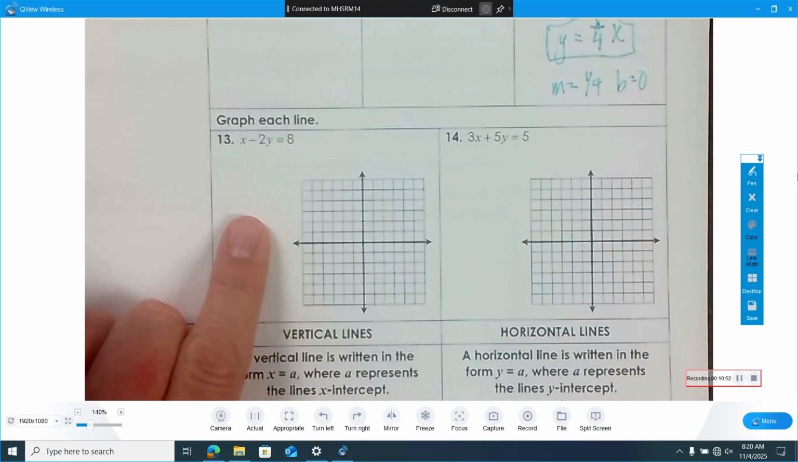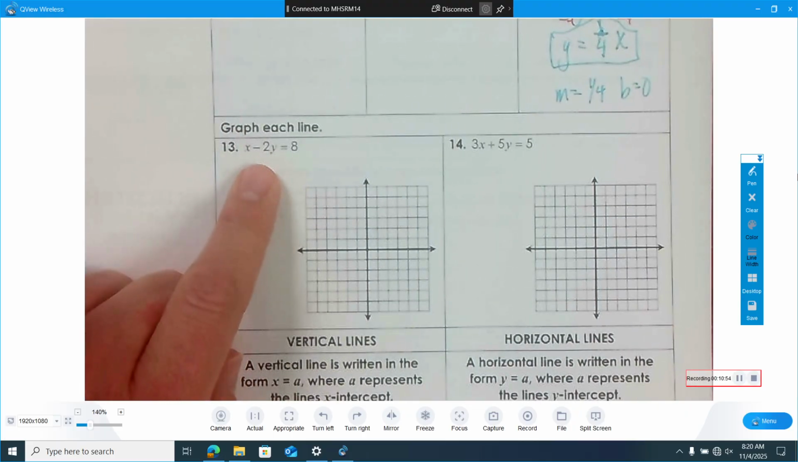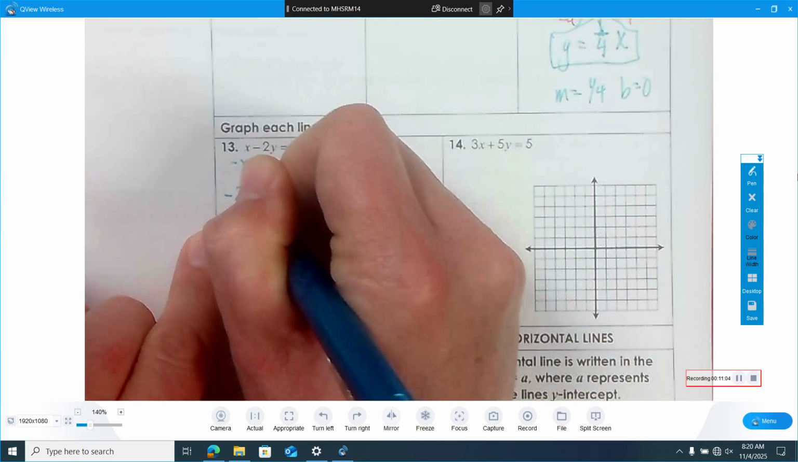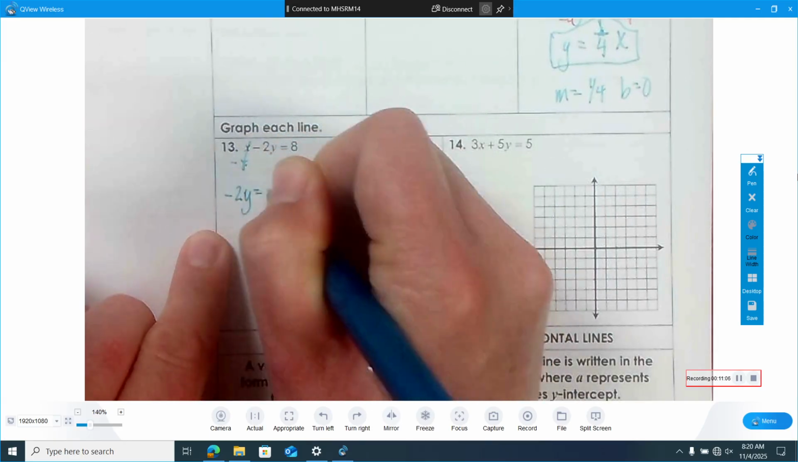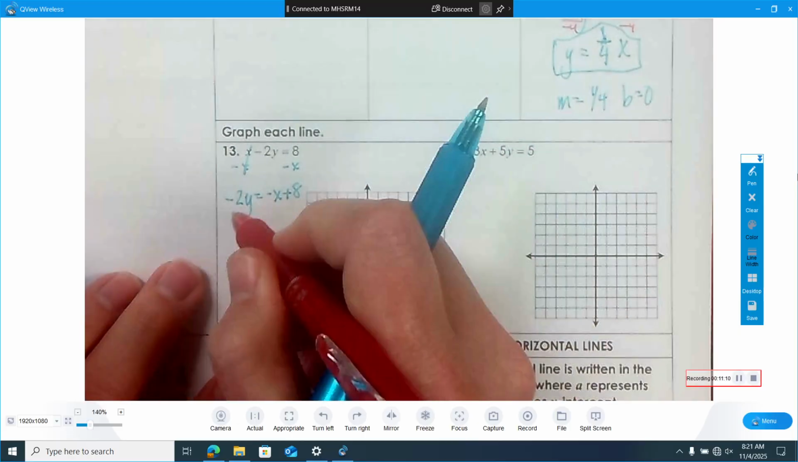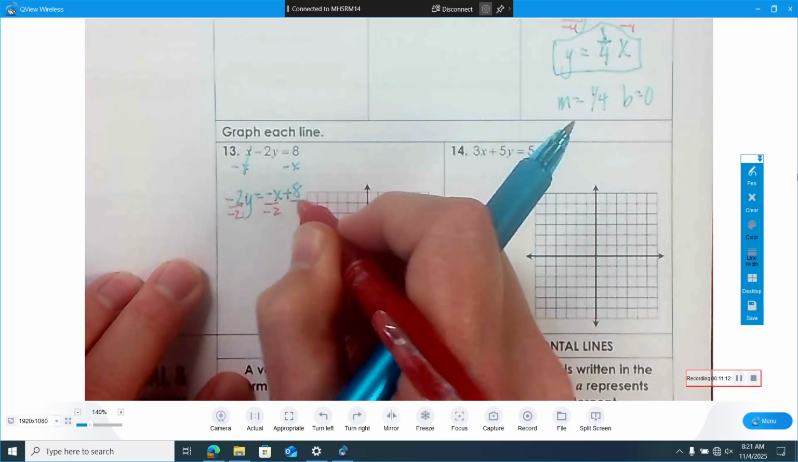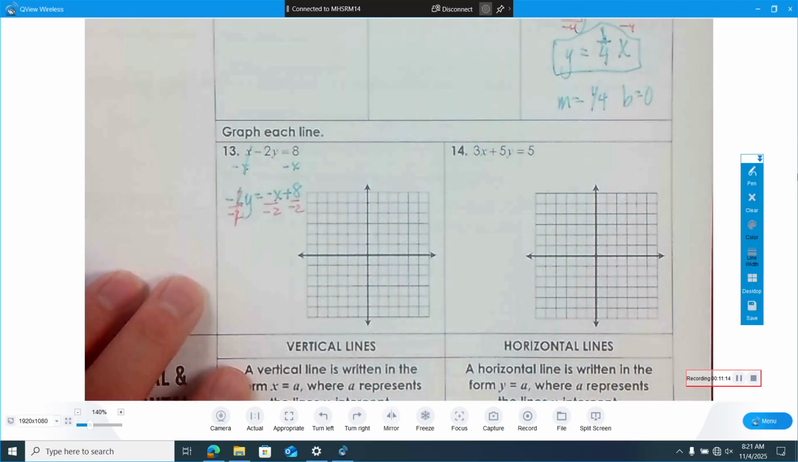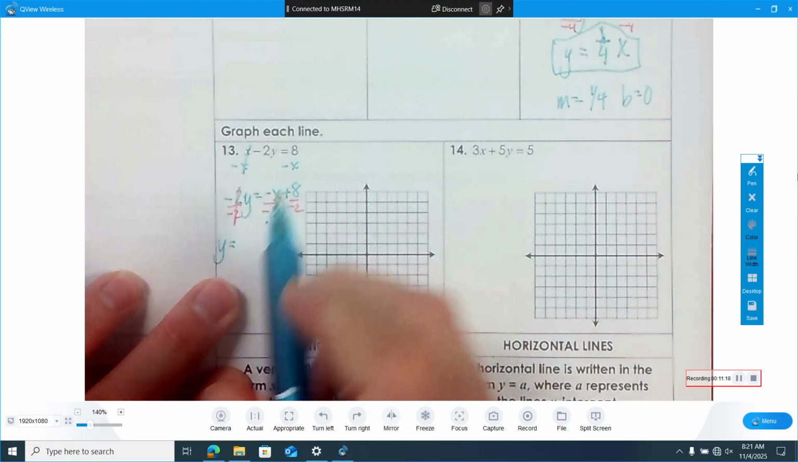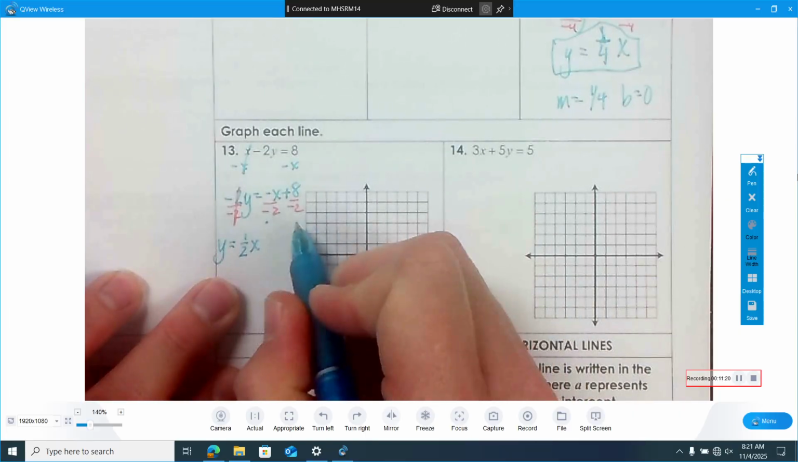Let's just do 13. I think we're good. Lots of ways we could graph this. We're just going to put it in slope-intercept form. So how do we solve for what? Subtract the x, so we get negative 2y is equal to negative x plus 8, and then? Divide by negative 2. All right, divide by negative 2, so we get y equals? 1/2. With an x?